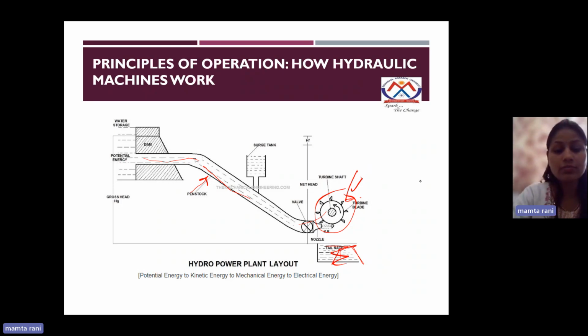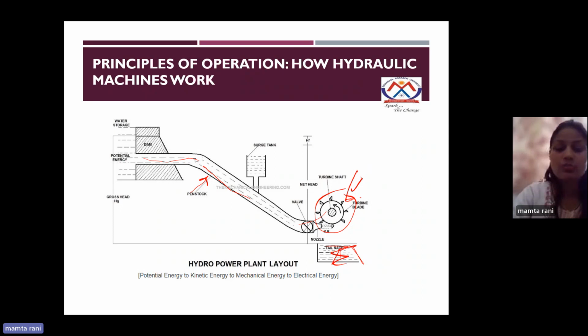Then we have the control system. The control system is used to monitor and regulate the flow of water and the speed of the turbine. This ensures that the turbine operates at optimal efficiency and prevents damage to the equipment. The control system basically controls and monitors the flow of water.